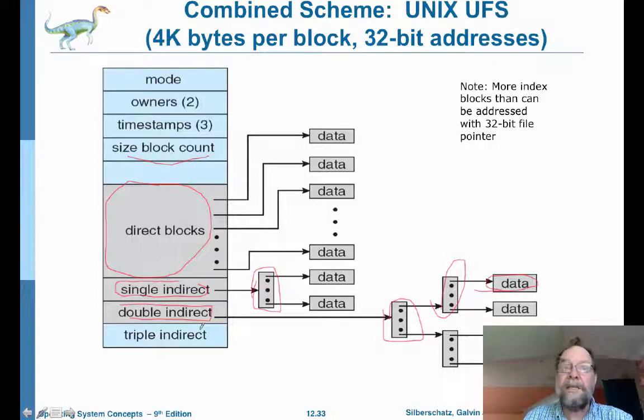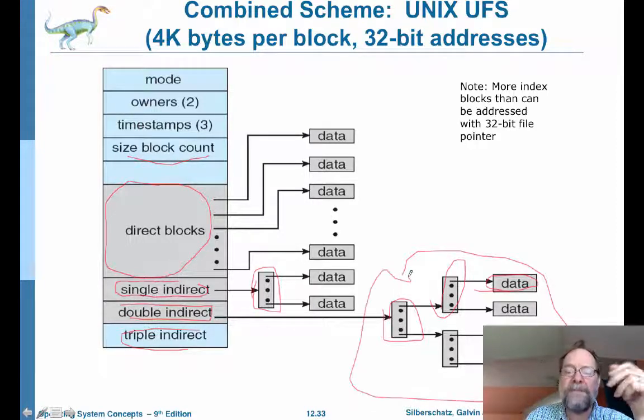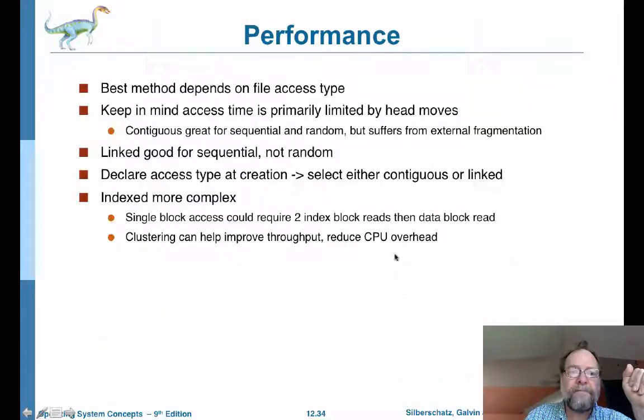And if that's still not enough, then you can go to a triple scheme where basically you add another layer to this tree over here. And of course, you're exponentially increasing the number of data blocks that you can reference. So this scheme for Unix can actually represent very, very large files.